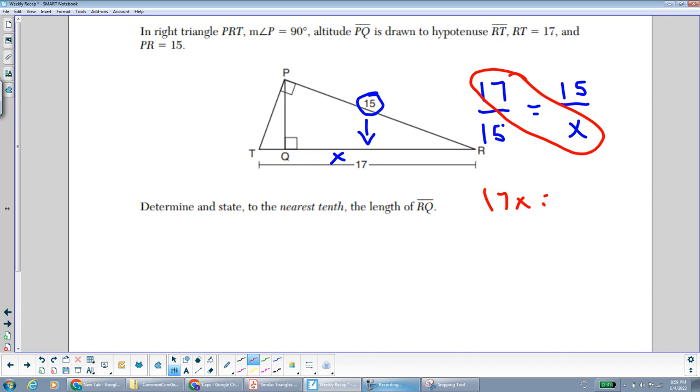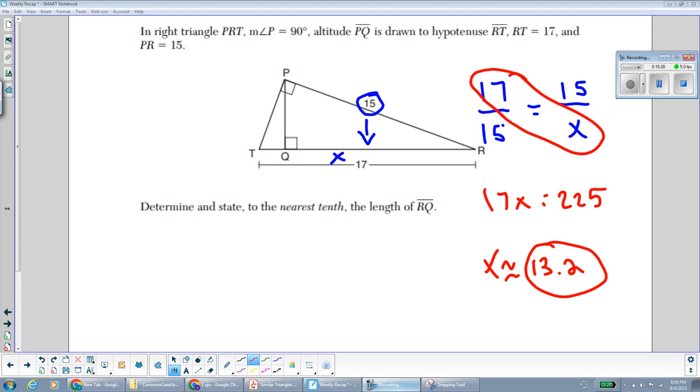17x equals 15 times 15, which is 225. And now I'm going to divide by 17. The question does say to round to the nearest tenth, so that is approximately 13.2 units. So the length of RQ is approximately 13.2 units.